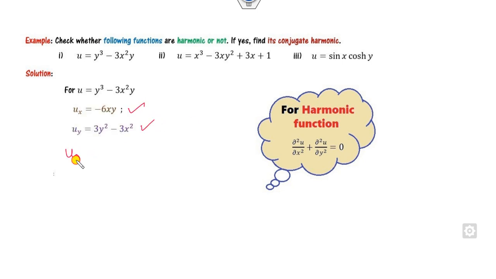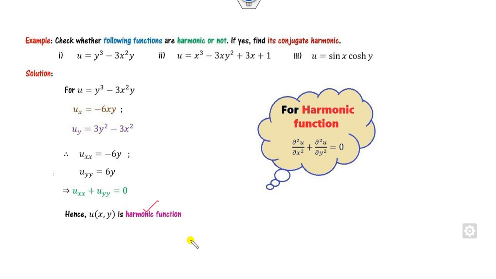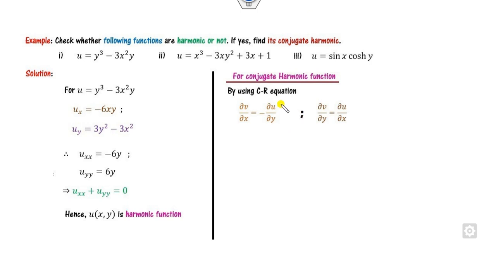Now you can find uxx. What is uxx? It is minus 6y. What is uyy? You take the partial derivative with respect to y, it is 6y. So clearly, if you add them, you will get 0, which is the right answer. So u is my harmonic function. Once it's a harmonic function, then we can find the value of v by using the CR equation. Now you can see the partial derivative of u with respect to x we have, and the partial derivative of u with respect to y again we have.